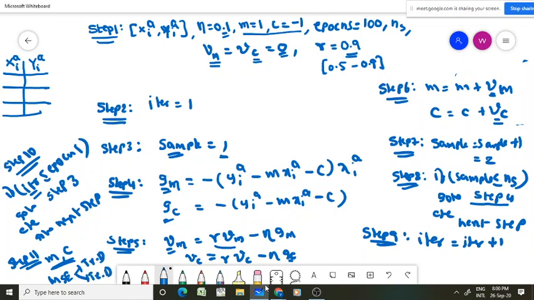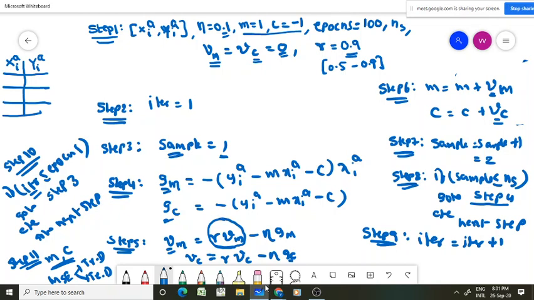So optimizer to optimizer, the only change is how you are updating the model parameters. That's it. In the case of stochastic gradient descent, it is m equal to m minus eta into dou L by dou m, the gradient with respect to m. But in the case of momentum, that will change. We are considering the momentum factor also.